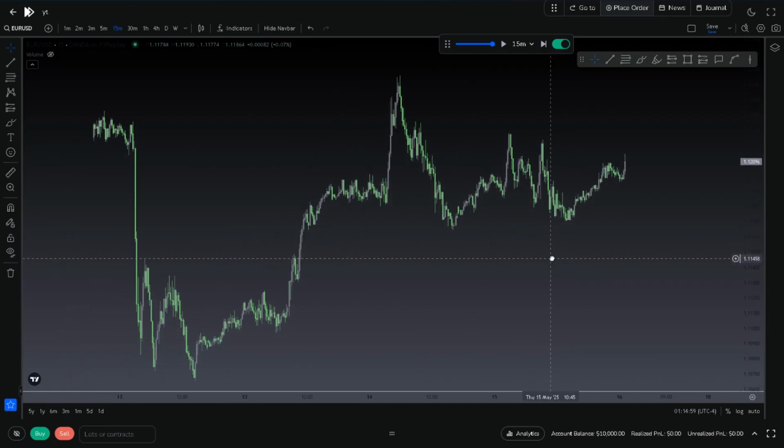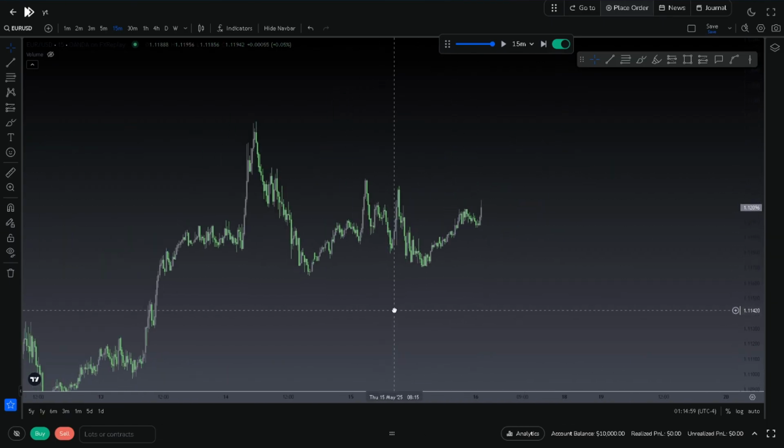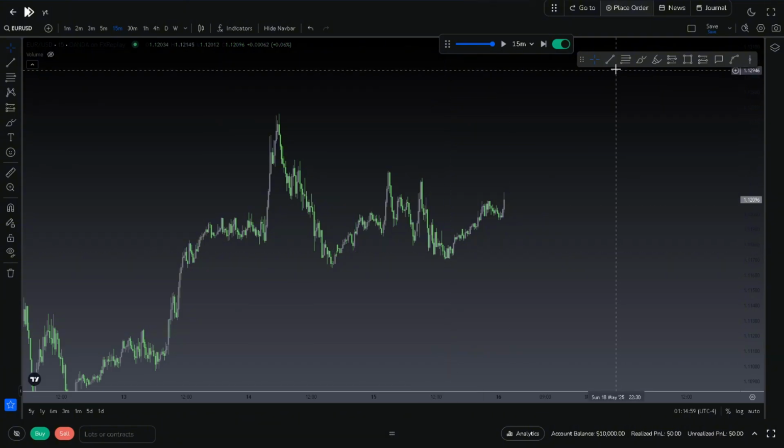We're in the charts and we're just going to break down some trade that happens here. So starting off, we're going to mark out the structure, okay?